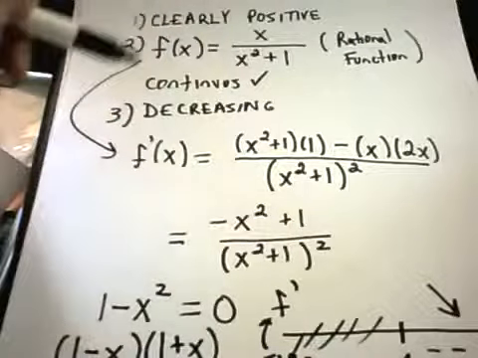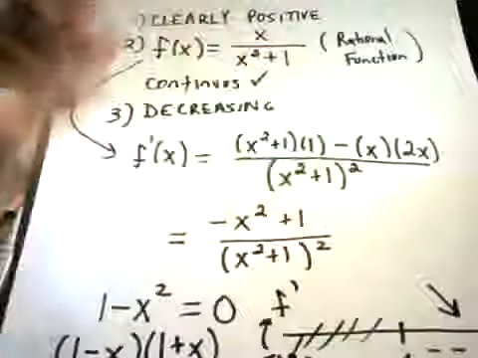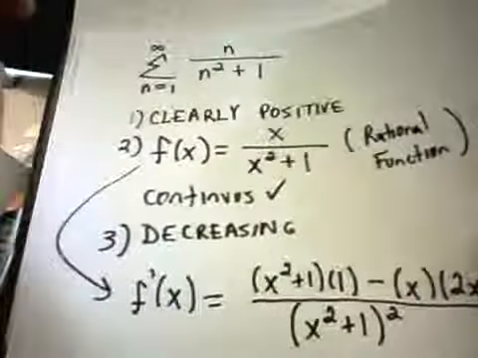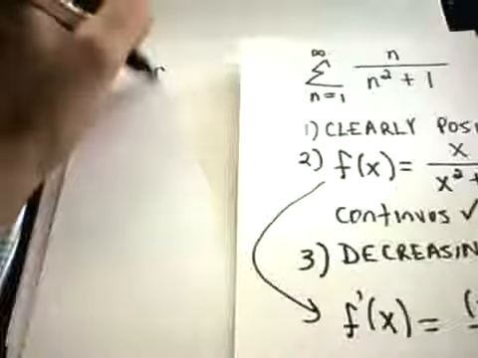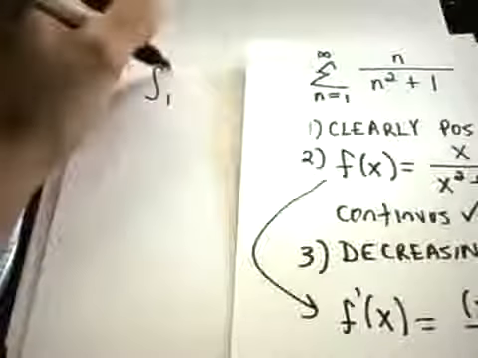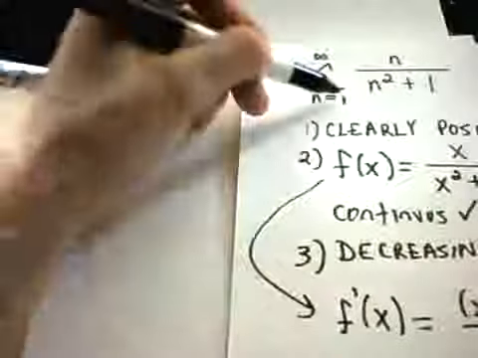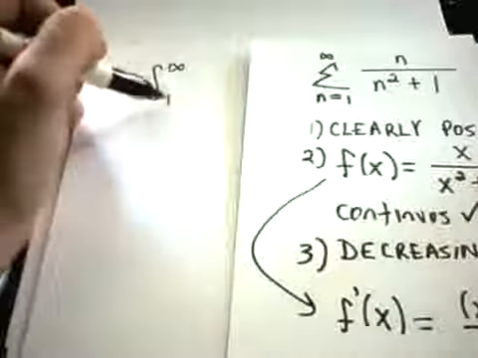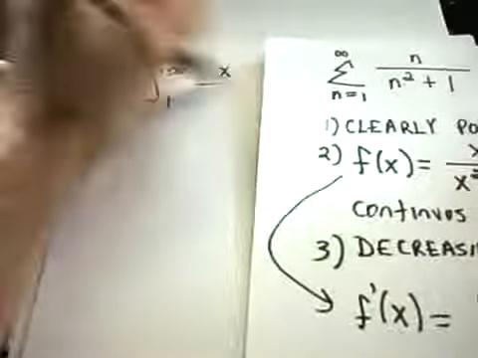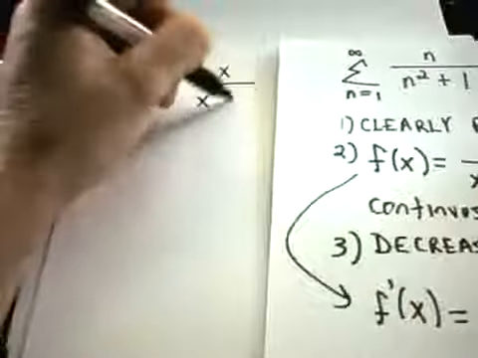Okay, so I've got a positive continuous decreasing function, which means now I can turn this thing into its equivalent improper integral. And since it started at 1 to infinity, I'm going to start the improper integral at the same place, 1 to infinity. If this was 5 to infinity, I would be doing 5 to infinity. Again, I'm going to look at x over x squared plus 1.